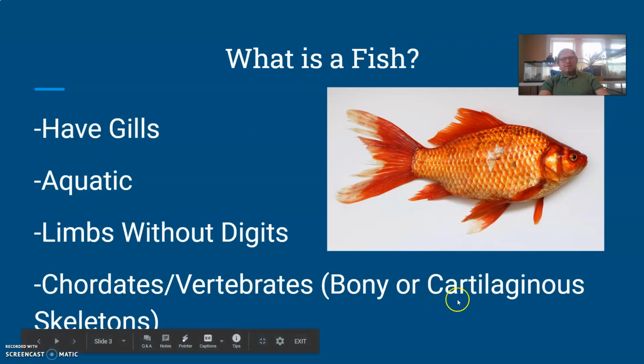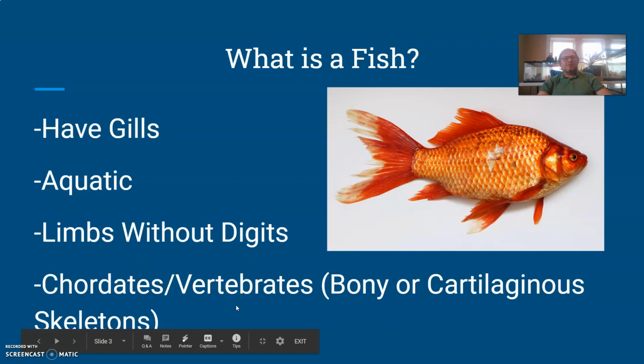In order to have a cartilaginous skeleton, we're talking about if it's made out of cartilage, like the same stuff your ear or your nose is made out of, a lot more flexible. There are some fish that have cartilaginous skeletons, and there are some that have bony skeletons, like our own. So keep in mind that even though the skeletal structures may vary, they still count as fish as long as they are chordates and vertebrates.